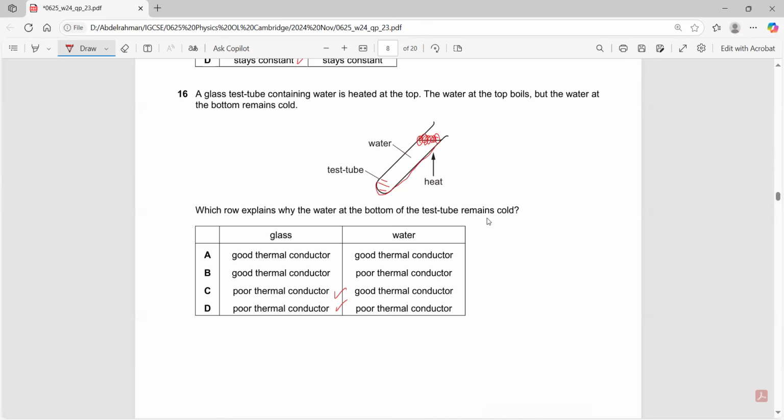Now, as for water, the same thing applies. If water was a good conductor of heat, it would have transferred the heat to the bottom easily, and all of the water would have heated up equally. But water is a poor conductor of heat, and that's why the water at the bottom stays the same, or remains cool.